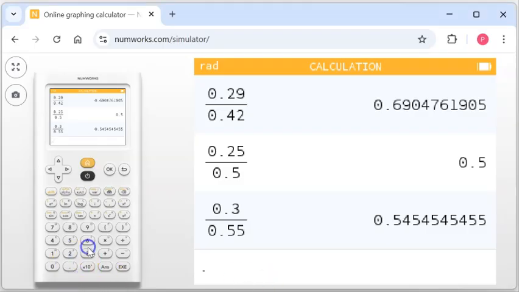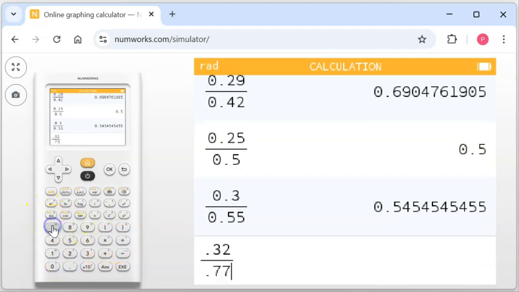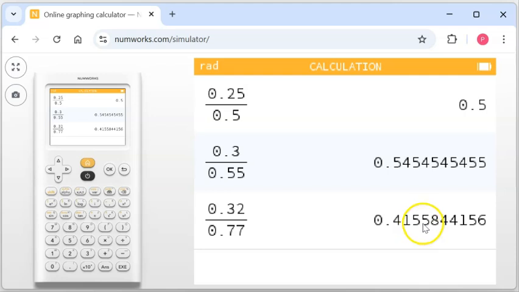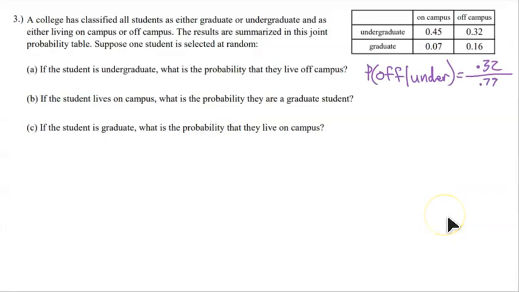So 0.32 divided by 0.77, and that's going to be 0.416. We're going to cut off right here, and that 5 is going to round this other 5 up to a 6. So the answer is going to be 0.416, okay? All right, now what if the student lives on campus? Assuming the student lives on campus.